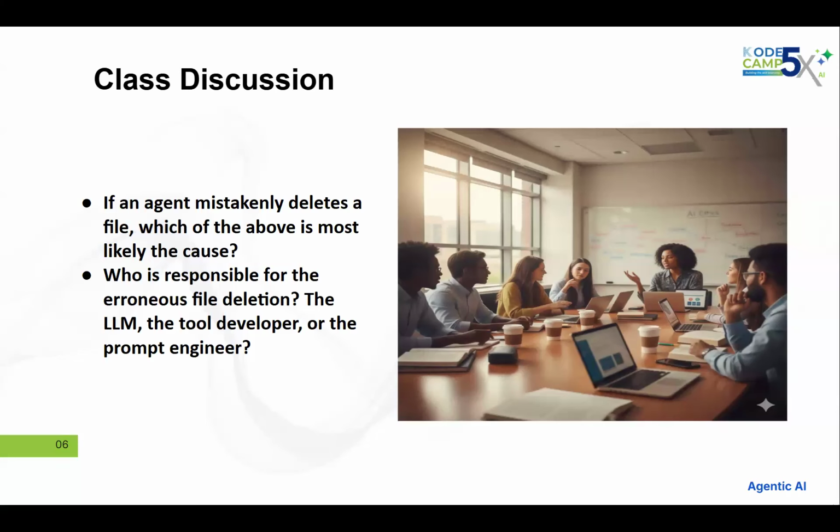Sorry, did you say the LLM developer? I said the developer, the developer of the tool. The tool developer? Yes. Okay. So what measures could the tool developer have taken to prevent this from happening, or to correct it if it happens?